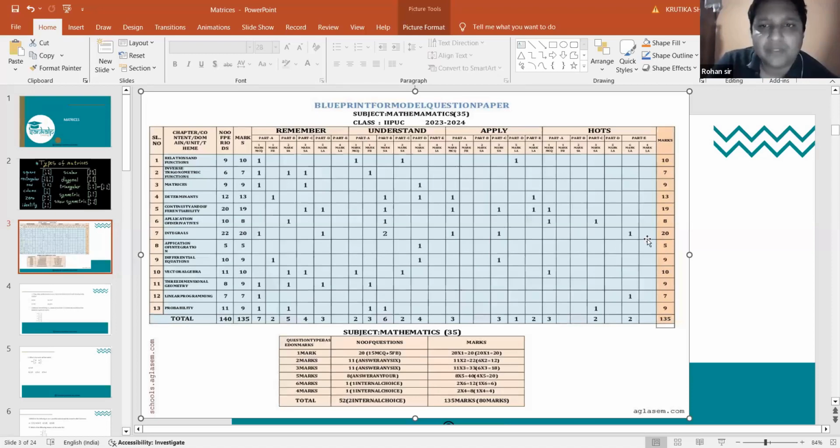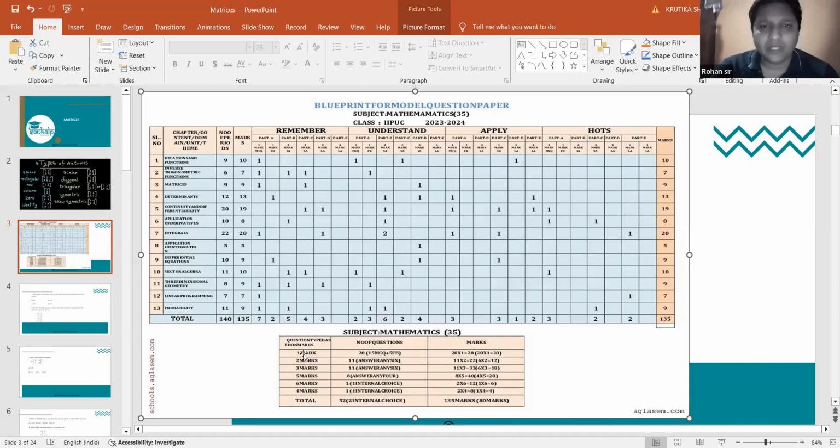Integrals 20 marks. Application of integrals 5 marks, and differential equations 9 marks. Vector algebra 10 marks. Three-dimensional geometry 9 marks. Linear programming 7 marks, and probability 9 marks. Okay, so altogether the question paper will be consisting of 135 marks. Okay, so 135 marks will be there overall.